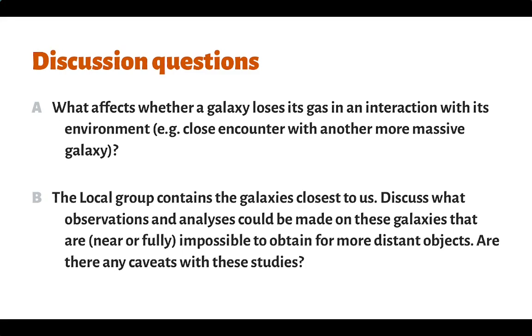And B, the Local Group contains the galaxies closest to us. Discuss what observations and analyses could be made on these galaxies that are nearly or fully impossible to obtain from more distant objects. Are there any caveats with these studies? Are there any ways that such studies could be, let's say, problematic, in the sense that we maybe couldn't directly transfer what we have learned from the Local Group to more distant galaxies?